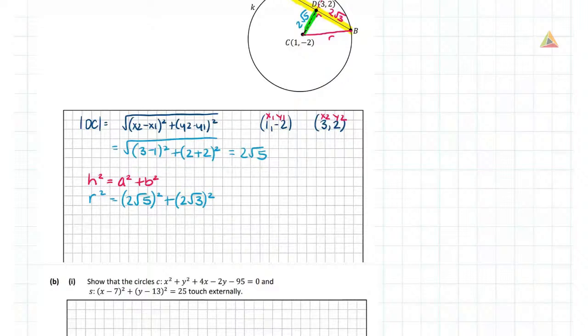So you're plugging that straight into your calculator. You've got 2 root 5 squared plus 2 root 3 squared, and that should be giving you 32.